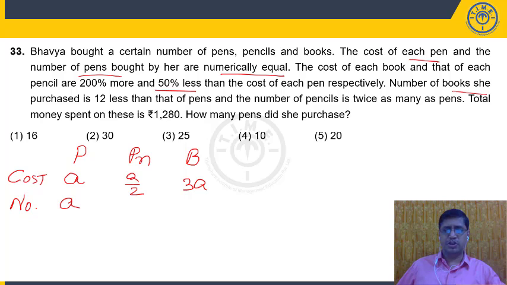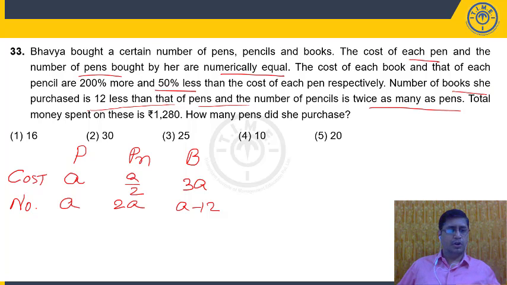And what is the next point? The number of books she bought is 12 less than the pens she bought. So 12 less means A minus 12, because A is the number of pens she bought. And what is the next part? The number of pencils is twice as many as pens. Pens is equal to A, so pencils is twice, that is 2A. Okay, now this is the calculation.